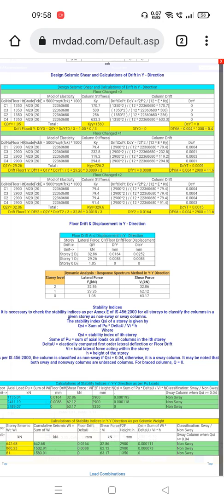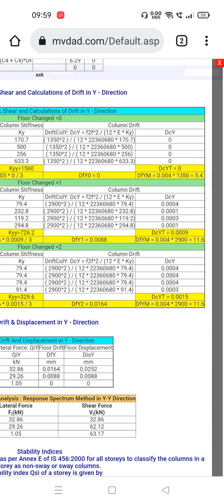If there is any issue, just point it out. We are here to comply, and if there is anything wrong, kindly suggest. We will be thankful to you for correcting us. In this video, we have explained the earthquake analysis for a small project with detailed calculations. Thank you.